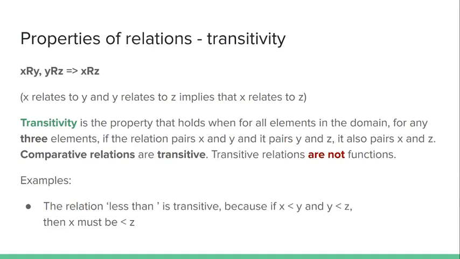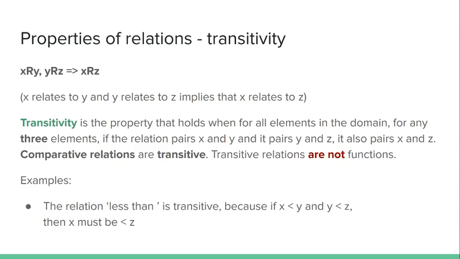Let's think about an example. If we consider less than, if x is less than y and y is less than z, that implies that x is less than z. If we use actual numbers, if 1 is less than 2 and 2 is less than 3, that implies that 1 is less than 3. So that is transitivity.